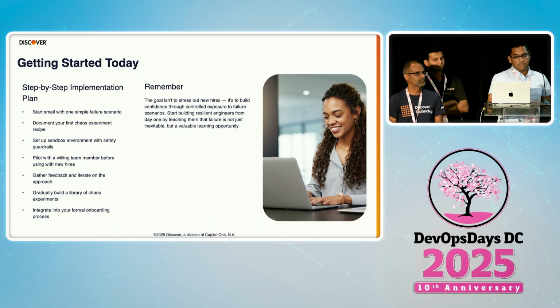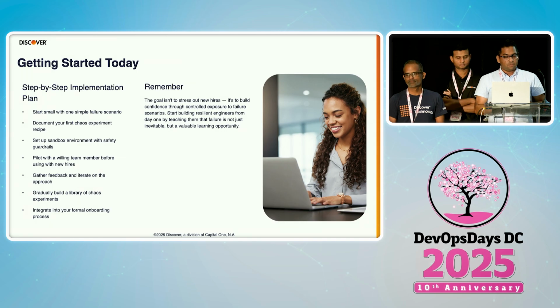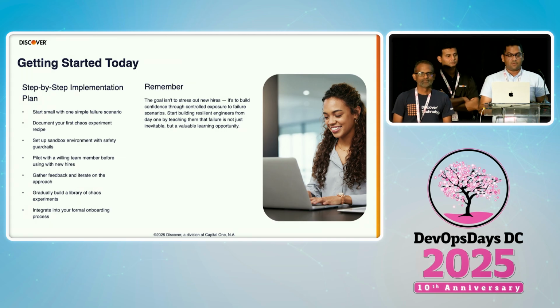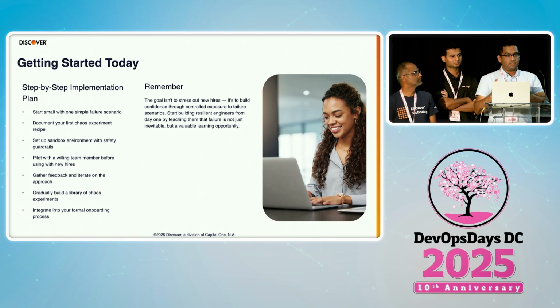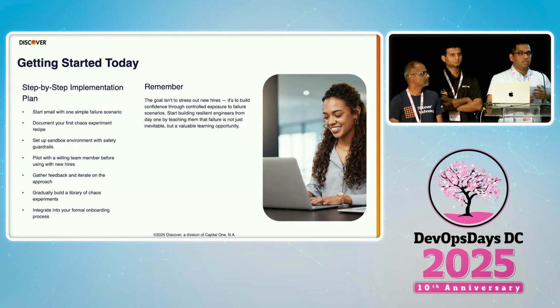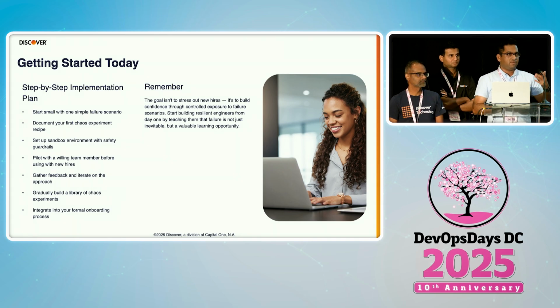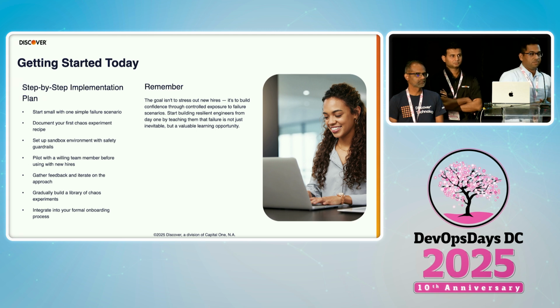Just to wrap up, the goal isn't to stress out the new hire, it's to build confidence through controlled experiments and scenarios. So start building resilient engineers from day one. And there's something I would like to add: try to build a culture of resiliency to start with. We have been shifting left a lot of stuff, but chaos engineering has kind of been on the side. So one thing I would incline towards is building a culture of resiliency, which means adding this to your onboarding process. Thank you.